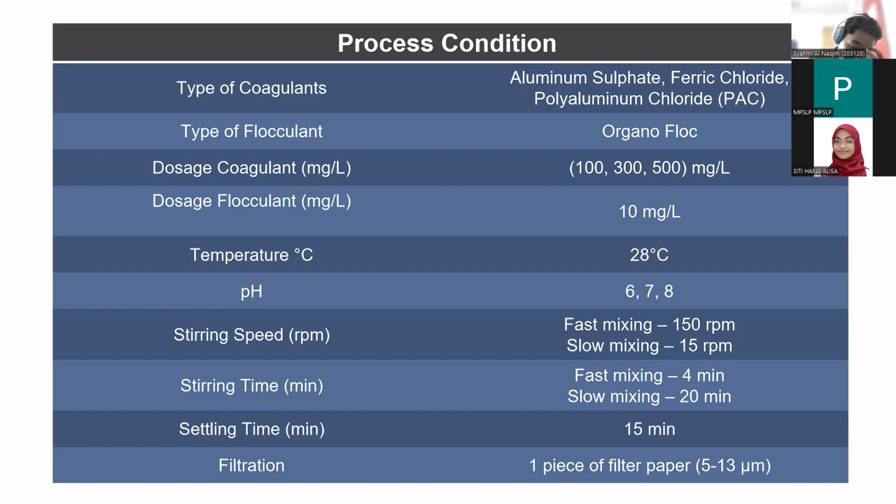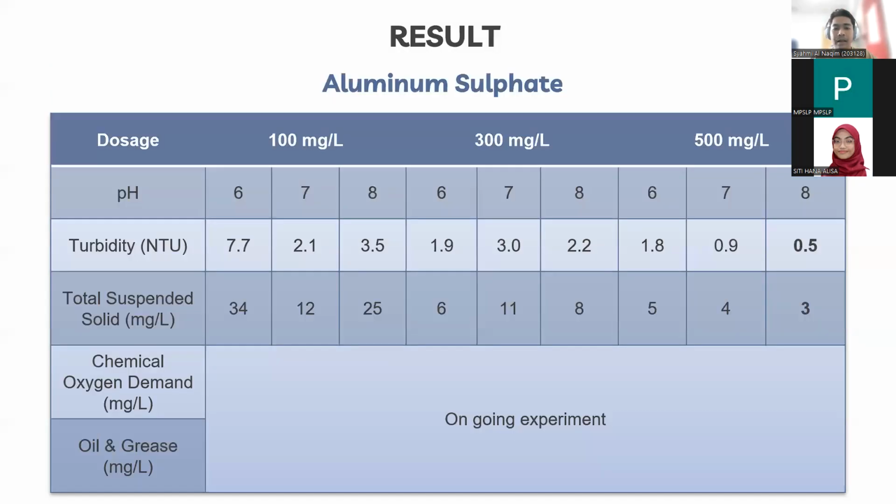For the stirring speed for the jar test, I refer to the literature review: 150 RPM for the fast mixing and 15 RPM for the slow mixing, and the stirring time is 4 minutes for the fast mixing and 20 minutes for the slow mixing. For the settling time, I choose 15 minutes. Then for the filtration process, I use one piece of filter paper which has the ability to filter 5 to 13 micrometer. Okay, so this is the result.